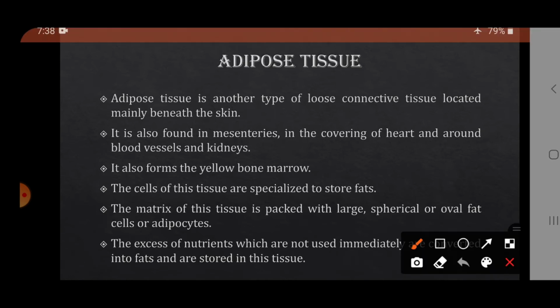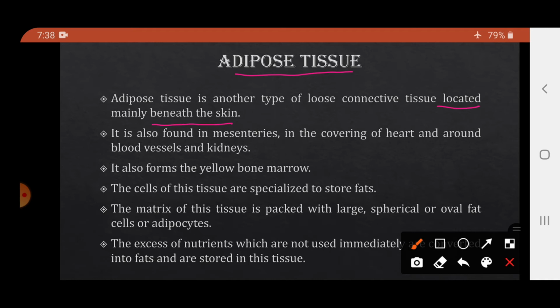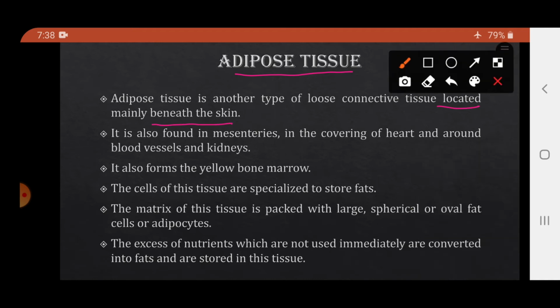Now students, the next type of a loose connective tissue is adipose tissue. So basically it is another type of the loose connective tissue which is located mainly beneath the skin. So अपनी स्किन के नीचे जो दूसरा टिश्यू होता है वो एडिपोज टिश्यू होता है. It is found in mesenteries, in the covering of the heart and also around the blood vessels and kidneys. So what are the other locations? Mesenteries, then covering of the heart and around the blood vessels and kidneys.